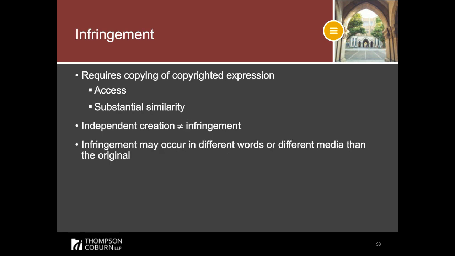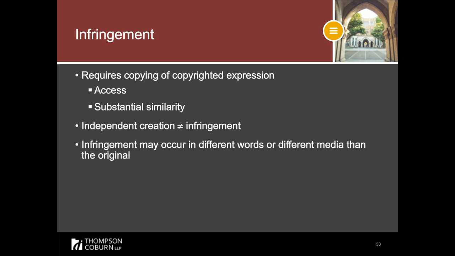In order for infringement to occur, it requires both the copying of a copyrighted expression, and so that requires both access and substantial similarity. So if you have access to somebody else's work and then you create something that is substantially similar based on that, that would be infringement. If, on the other hand, you create something that's substantially similar to somebody else's work, but you didn't have access to their original work and you just independently created it yourself, that would not be infringement.